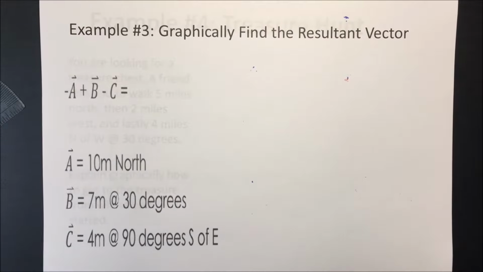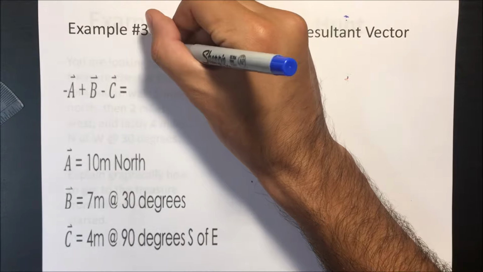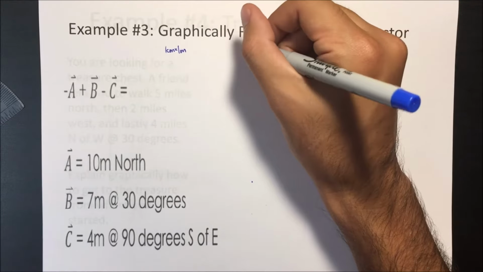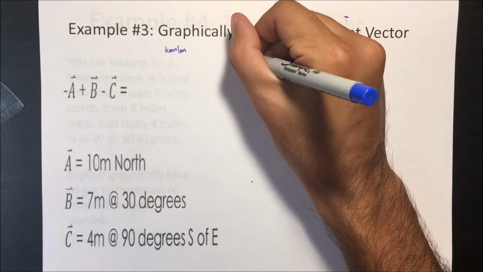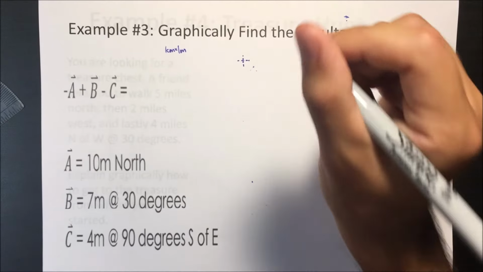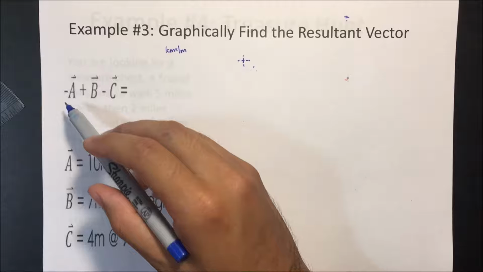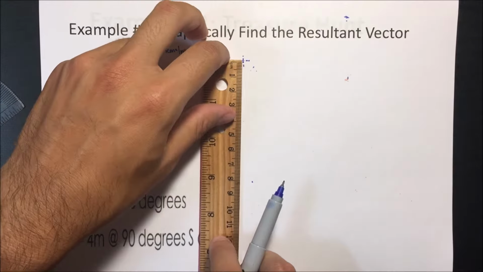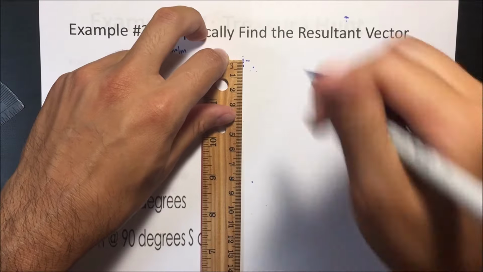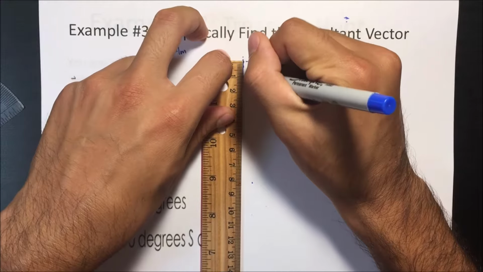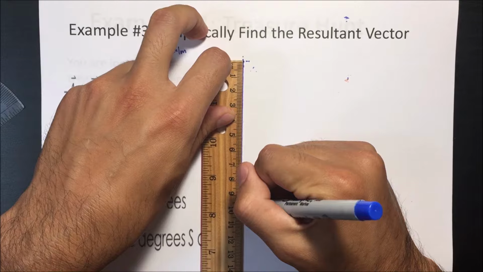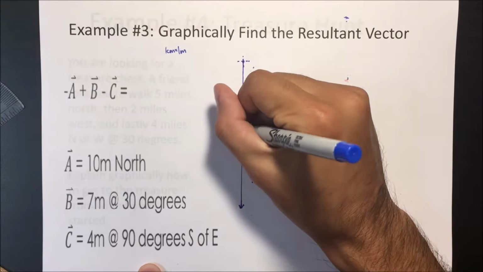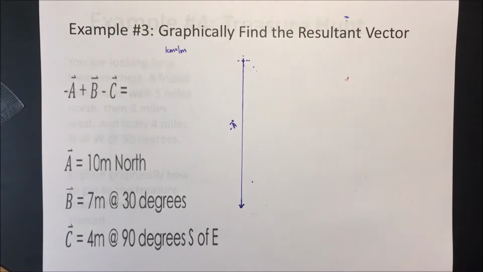So, again, first thing you want to do is create a legend. I'm going to say, again, 1 centimeter is equal to 1 meter. And then we want to create a little cross section. So just do it like this. And instead of going 10 meters north, since this is negative, I'm going 180 degrees the other direction, which is 10 meters south. Or in this case, I'm going to be drawing out 10 centimeters. Okay. I'm going to label this vector negative A.